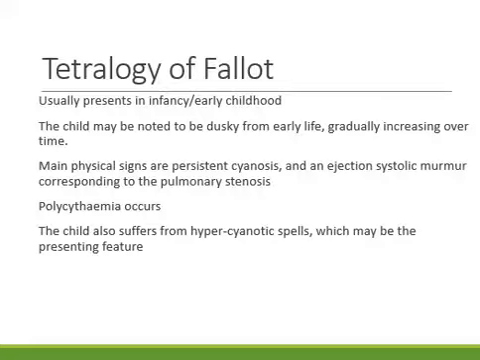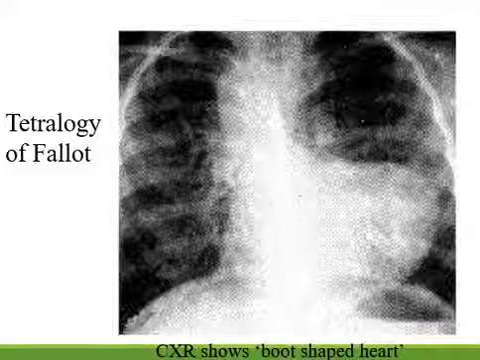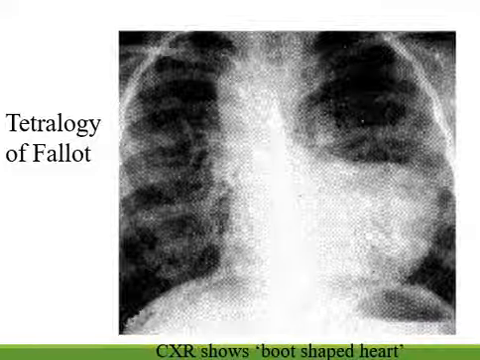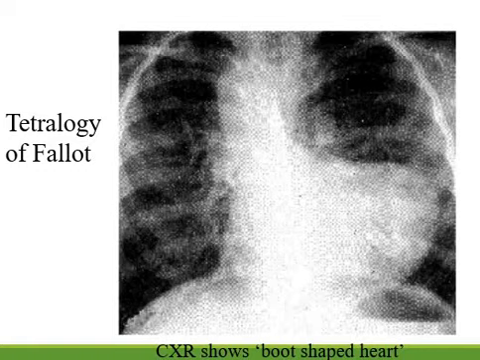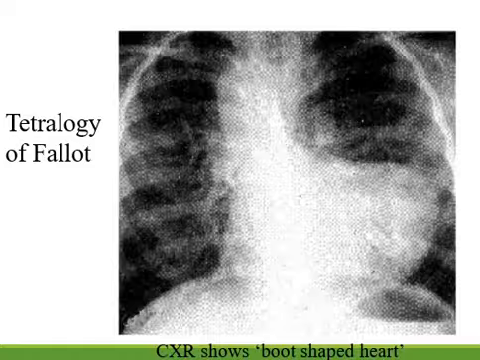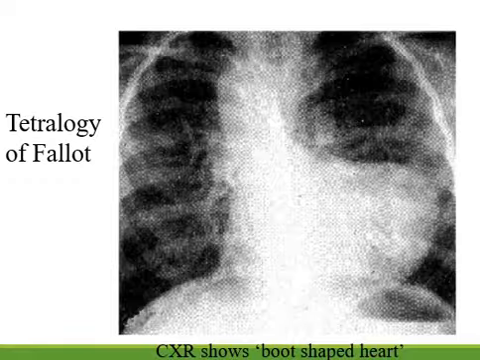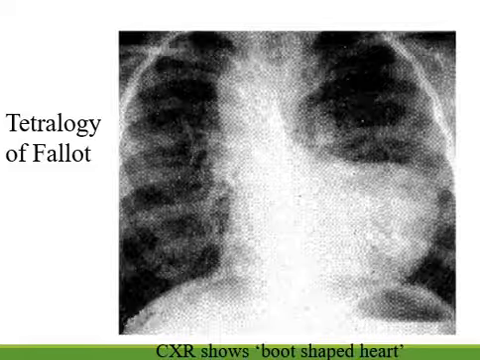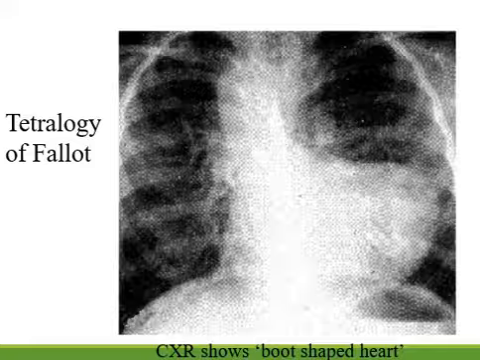Now the child also suffers from hypercyanotic spells, which may be the presenting feature. And when you take an X-ray of a child with tetralogy of Fallot, there's a classical feature which we call the boat-shaped heart. So as you can see, the outline of the heart right here is forming like a boat. So when you see an X-ray like this, think of tetralogy of Fallot.